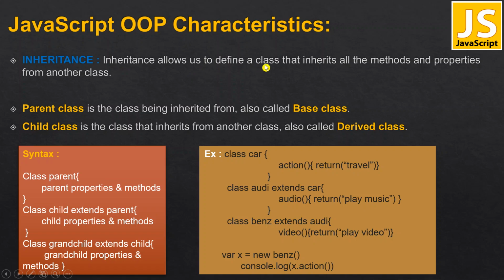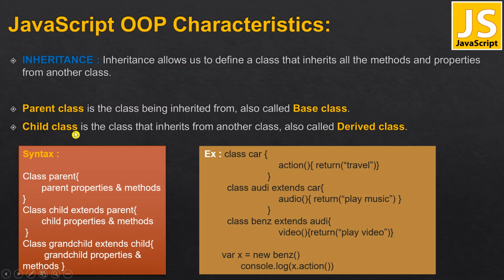Inheritance allows us to define a class that inherits all the methods and properties from another class. Basically, two classes will be there. One is the parent class and another is the child class. The parent class is the class being inherited from, also called the base class, and it acts as a source to other classes, right?